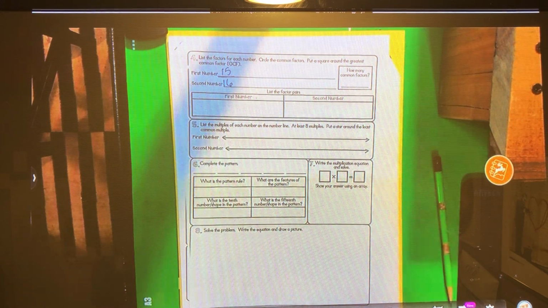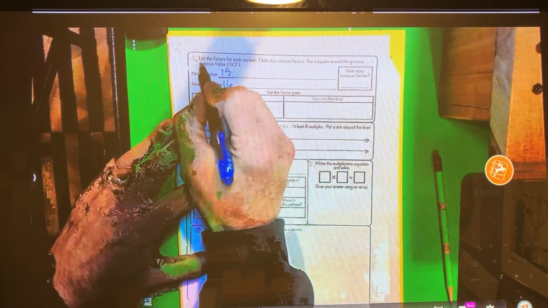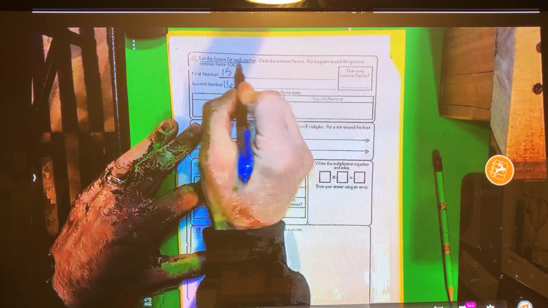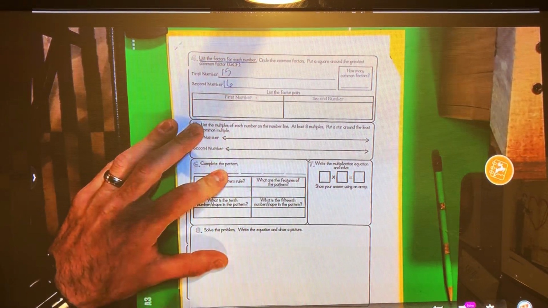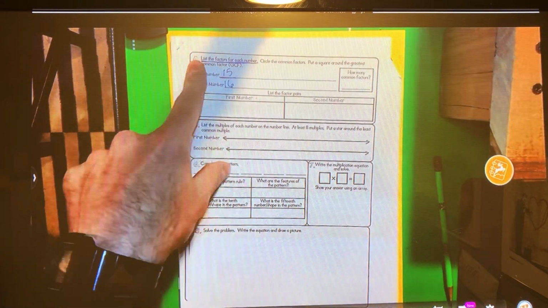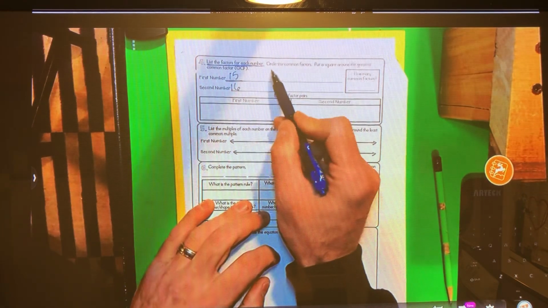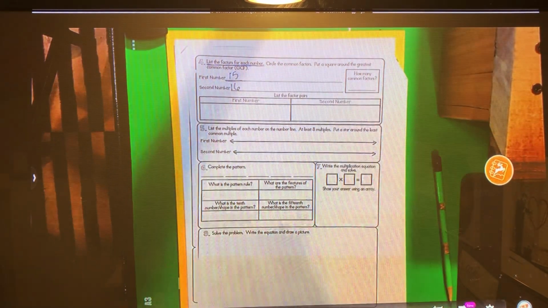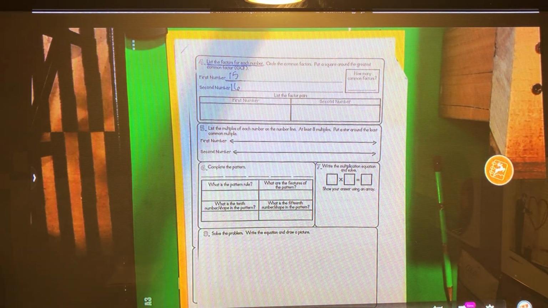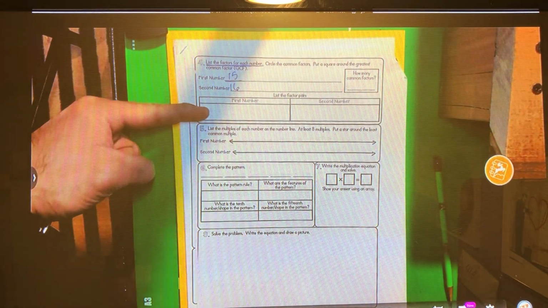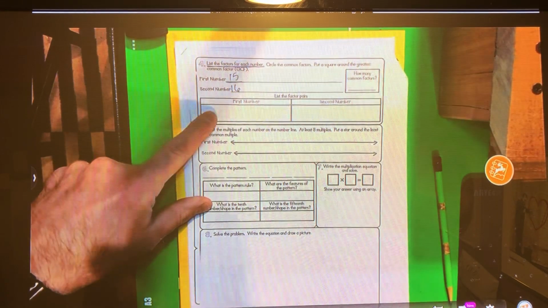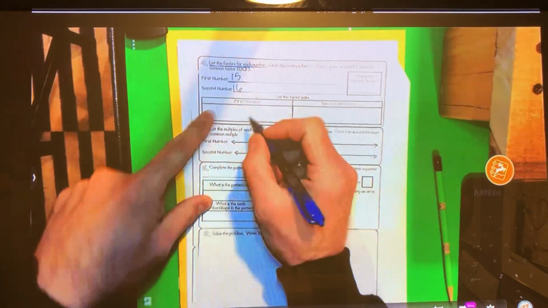Kids, what we're thinking about here is first, what is our direction? What's our first direction here? It says list the factors of each number, okay? Then it says circle the common factors, put a square around the greatest common factor, all right? So of course we know in our routine that in order to list the factors, we've got to first put the factor pairs.